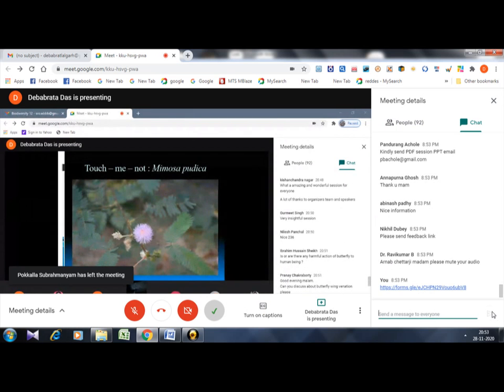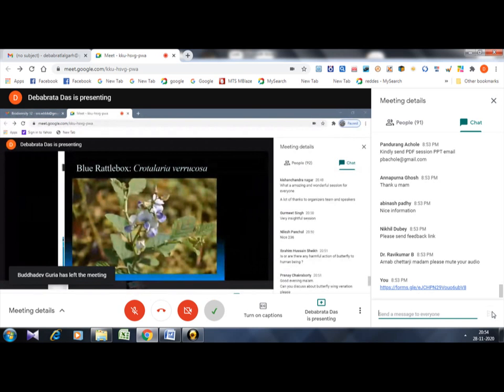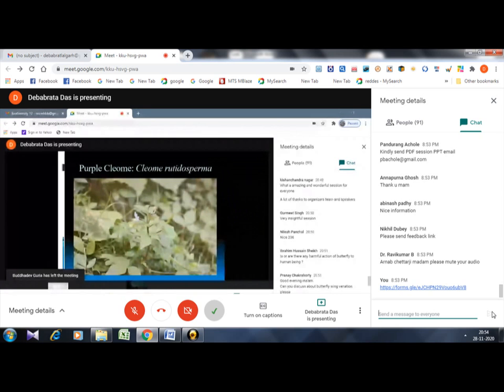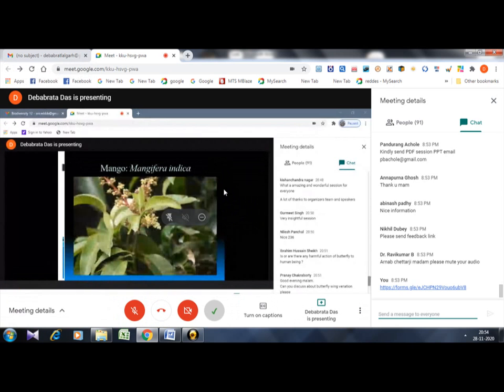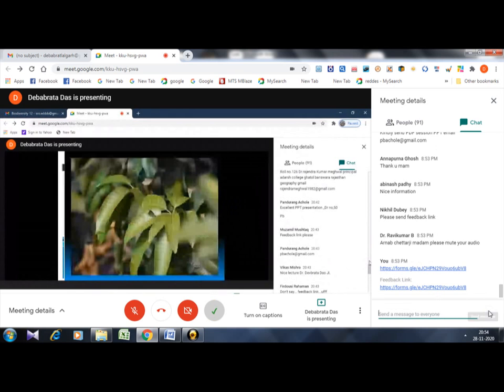Then blue rattlebox is also very important. I have seen common bluebottle sit on this plant for a long time. Then purple cleome also. I have said the purple cleome is a larval host plant, and it is also a foraging plant. Then mango, Mangifera indica. It's a very common plant for butterflies such as monkey puzzle, ciliated blue, and common baron. You can see the monkey puzzle butterfly sitting here again.